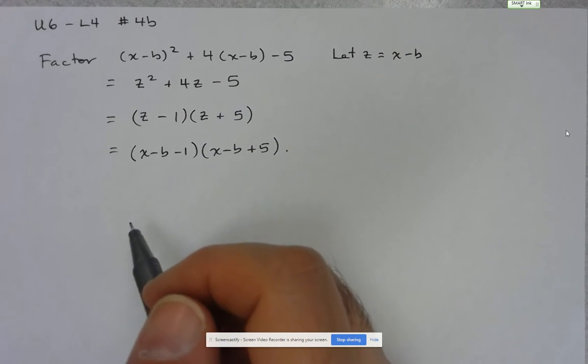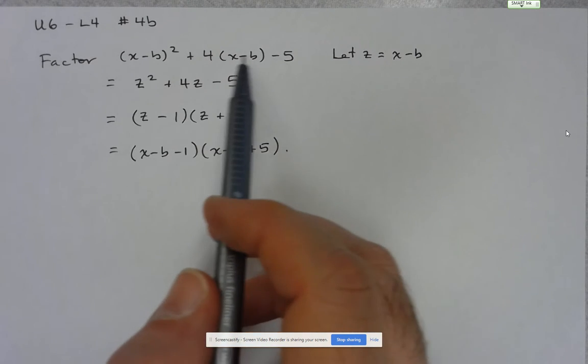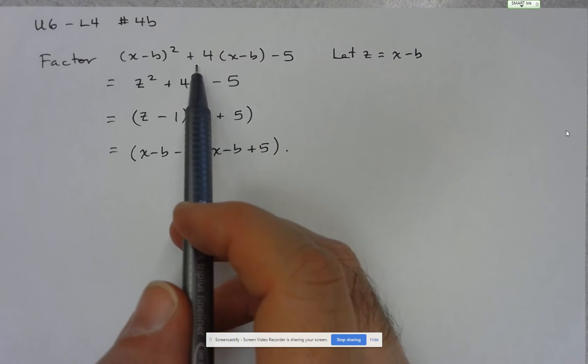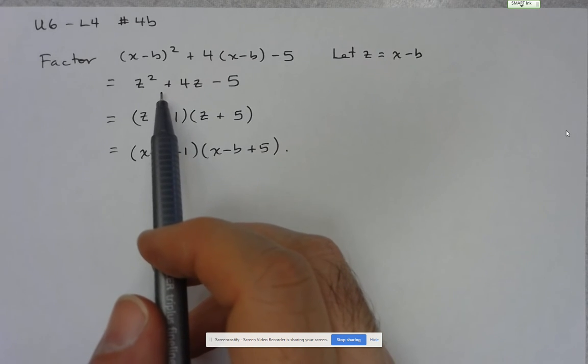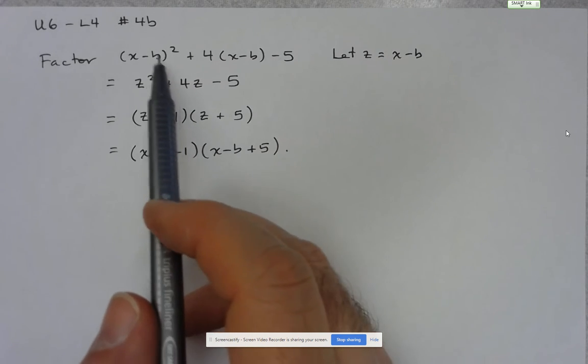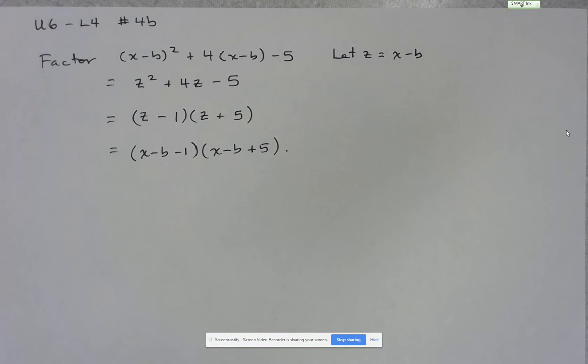All right, so just a quick recap here. What you want to be looking for when you see something unfamiliar is, does it fit the format of another common expression that we do know how to factor? And here we realize it looks a lot like a quadratic trinomial. Okay, that's it for this one.